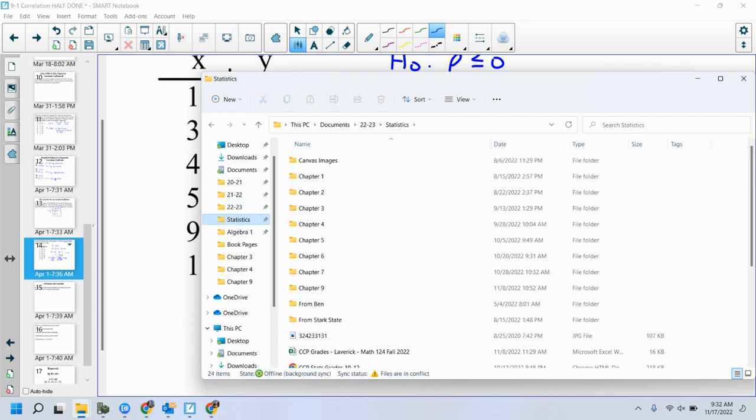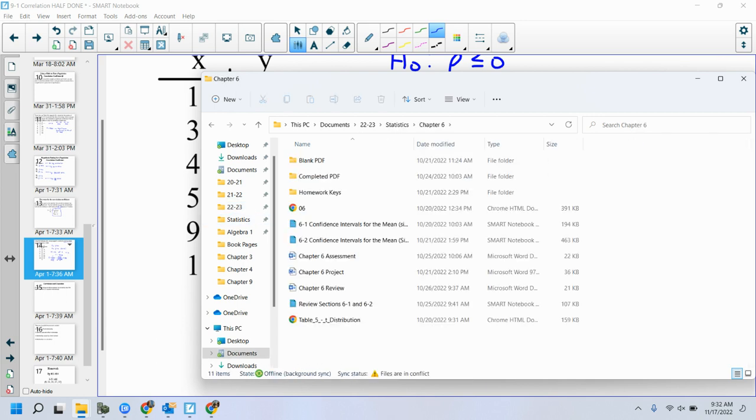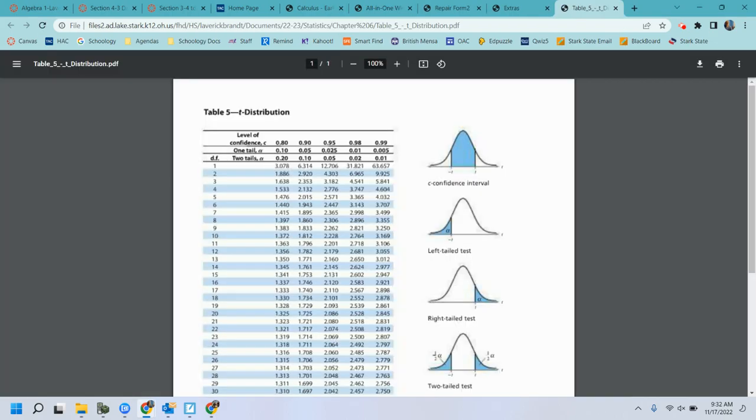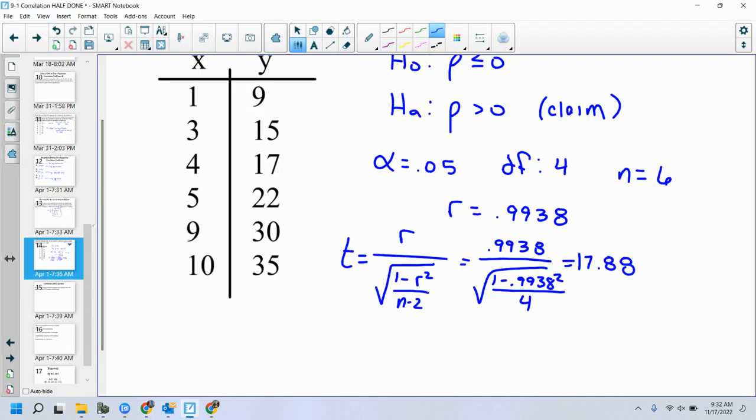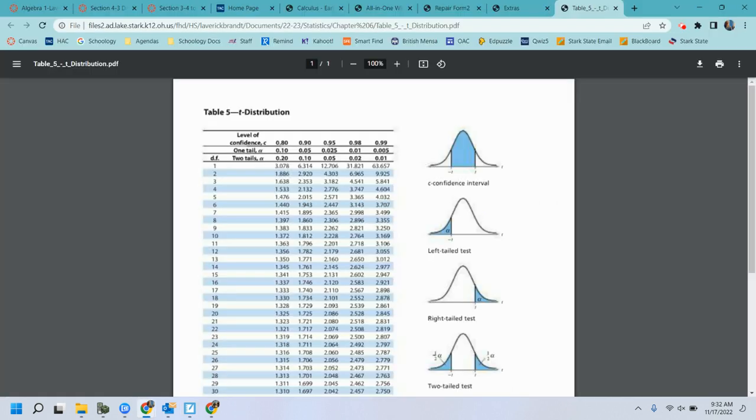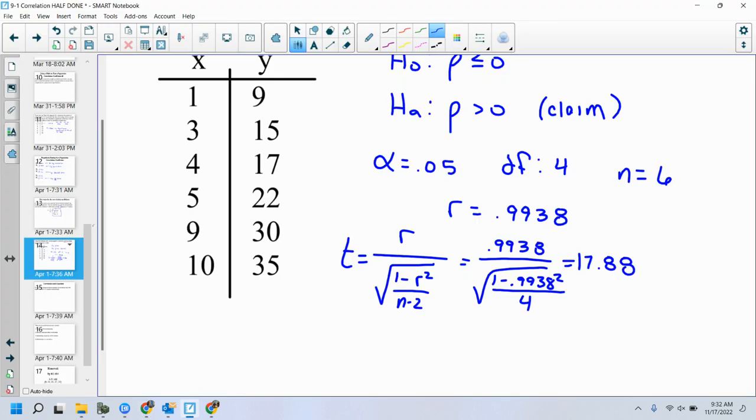Statistics here. I believe it was chapter 6. Yeah, t-distribution. All right, our t-table. We've got degrees of freedom 4, and this is a one-tailed test. Degrees of freedom 4 with a one-tailed test of 0.05. Our rejection region is going to be 2.132. So our rejection region is if we fall above 2.132.